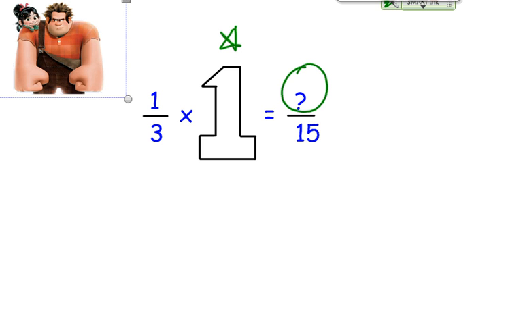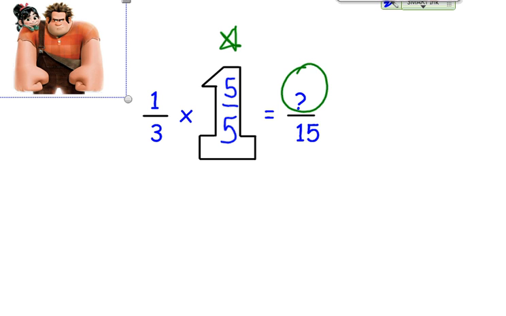Well, that sounds simple. Let me try. Well, I see 3 times something equals 15. Well, that must be the number 5. 3 times 5 equals 15. And since it's the number 1, it must be 5/5. So 1/3 times 5/5 equals, well, now how do I figure out the question mark?